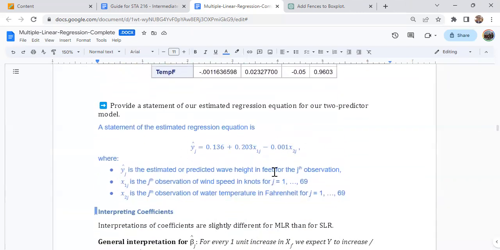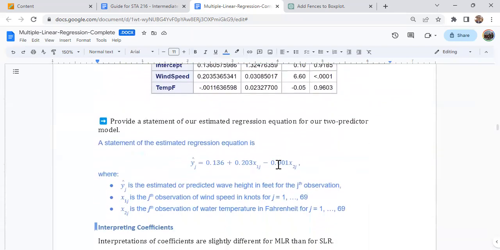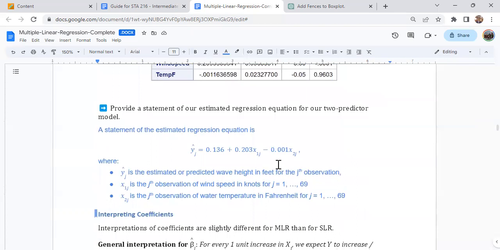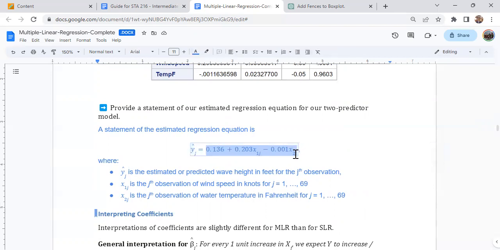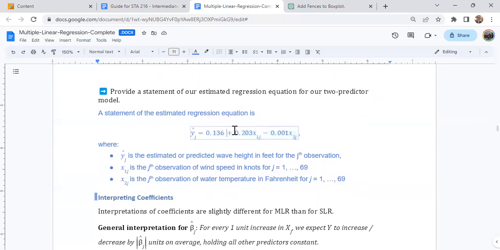So we've given our estimated model and our assumed model. We could use our estimated model now to get predicted wave heights based on if we knew the wind speed and the temperature out for the day based on the buoy. But before looking at predicted values, let's talk about how we can interpret these slopes and also the intercept.